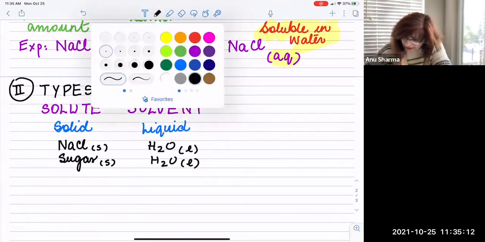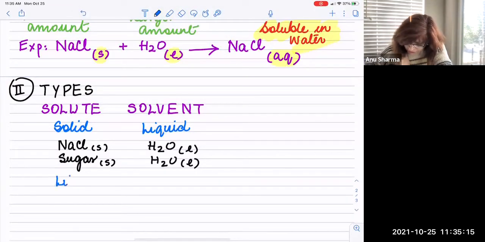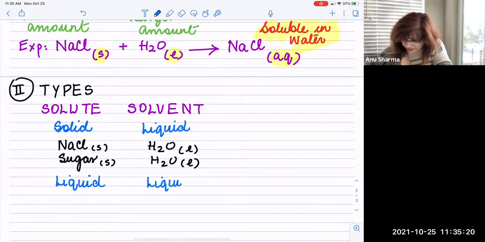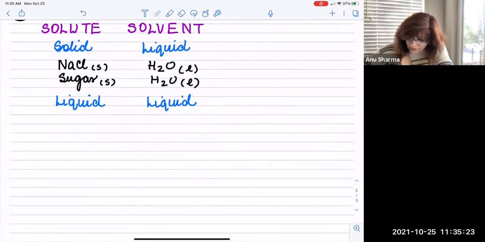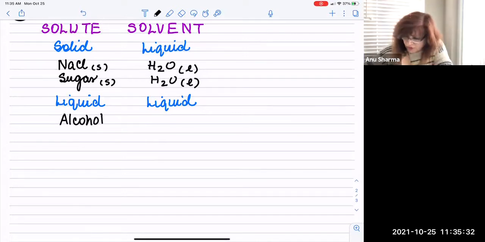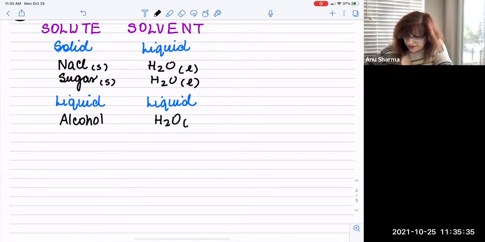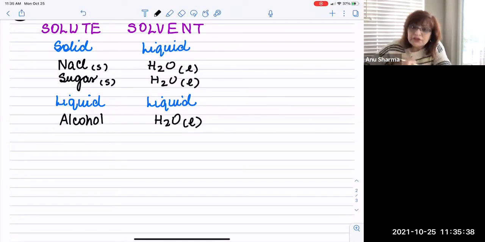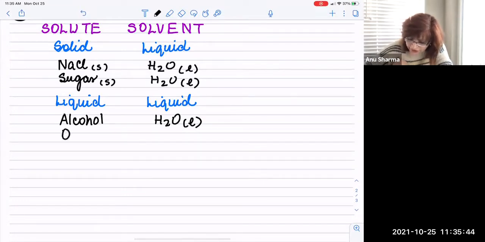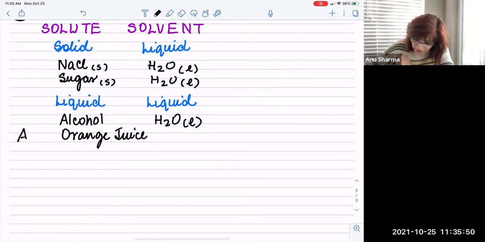Okay, clear solution. Next, you can also form a solution by dissolving a small amount of liquid in a large amount of liquid. A small amount of liquid is, for example, alcohol, a little bit of alcohol in a large amount of water. Generally, for solutions, you need a solvent, and water is like a universal solvent. So next is alcohol in water, or you can also say a little bit of orange juice in water. Orange juice or apple juice, or lime or whatever juice, in water.